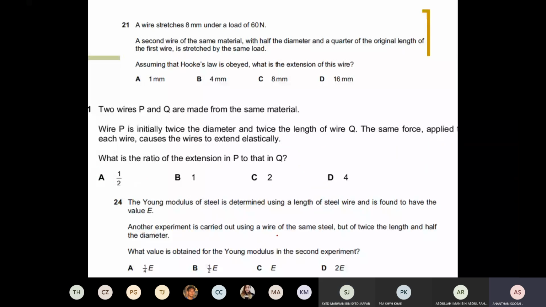Okay, next, another one. Okay, 24. This question is a little tricky, but be careful. Give me the answer. Hope everyone giving the same answer. Come on, what's up?